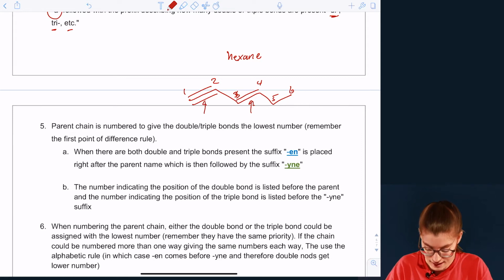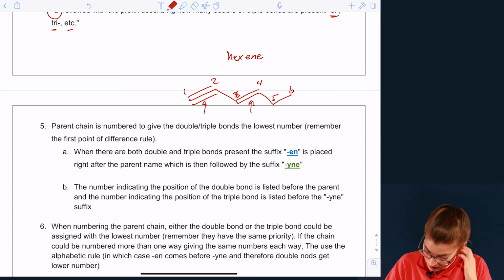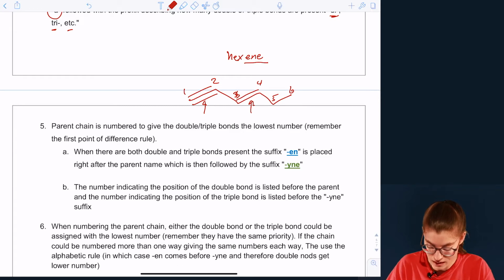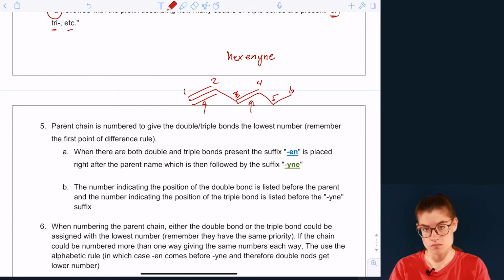So it's not hexane, we're dropping the A and E. And if it was just a double bond, we would say ENE, but that's not true anymore because we also have a triple bond. So what we do is we can write ENE, but we're going to drop the last E, and we're going to fit in YNE. So if you have a chain that has double and triple bonds in it, it becomes an ene-yne. So not an alkene, and it's not an alkyne, it's an alkene-yne. It's weird, but that's how we do it.